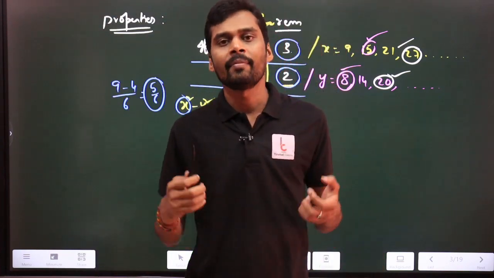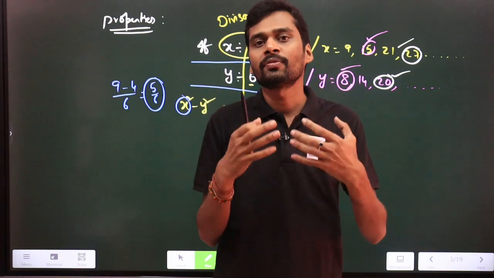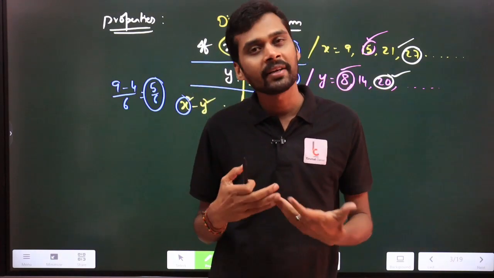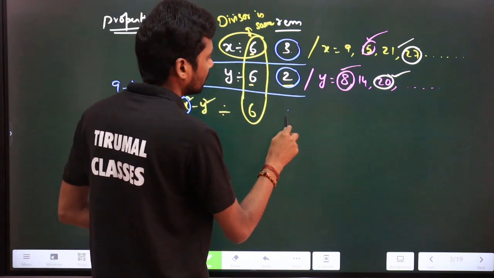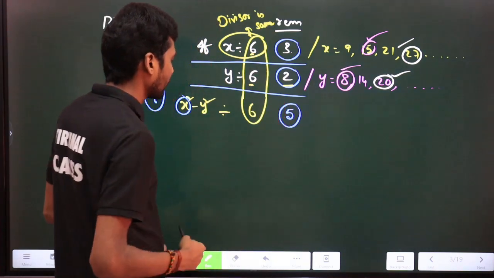When I have 5 by 6, what is the remainder when 5 is divided by 6? See, remember one thing. When we are dividing the smaller number by the larger number, the remainder is always the smaller number, right? So 5 by 6, what is the remainder? The remainder is 5. Okay.